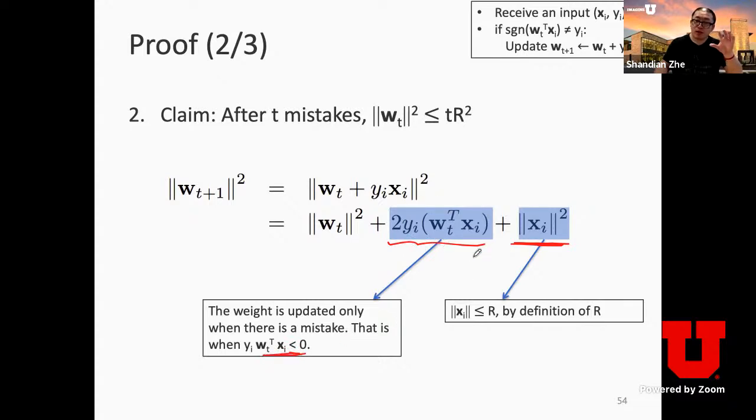We have discussed this trick before. So how do we test if our prediction is correct or wrong? We just look at the product of the ground truth label and the classification function. If this product is negative, it means that you must have made a wrong prediction. Because WT plus 1 is obtained only when WT makes a wrong prediction on this incoming training example, this product must be negative.